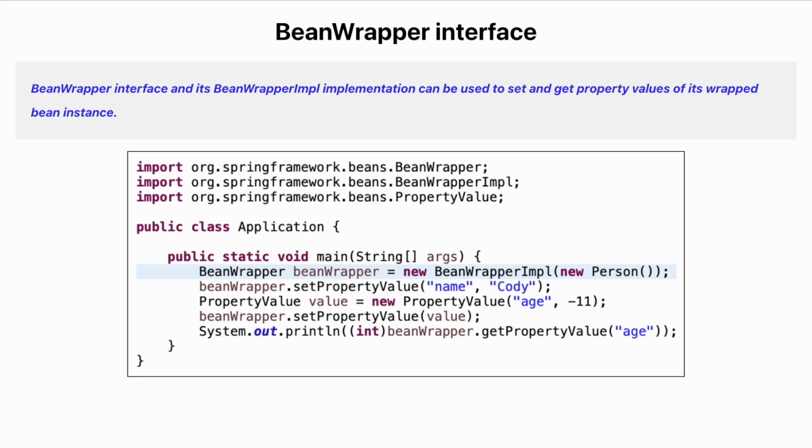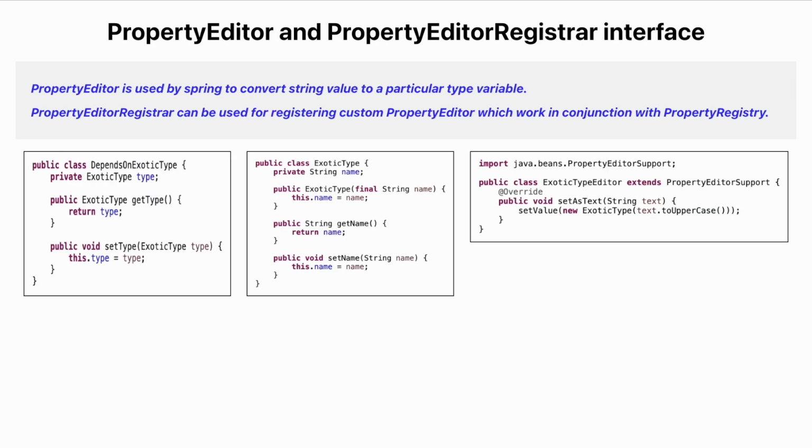The bean class has to follow the Java Beans naming convention for getter and setter methods. For example, here BeanWrapper is used to set and get the property values of the wrapped person instance. Custom property editor. PropertyEditor is used by Spring to convert a string value to a particular type variable. A date format string can be converted to date objects. Some of the property editors that come with Spring are FileEditor, which converts a string to a class object, CustomDateEditor for converting a customizable date format string to a java.util.Date object, etc.